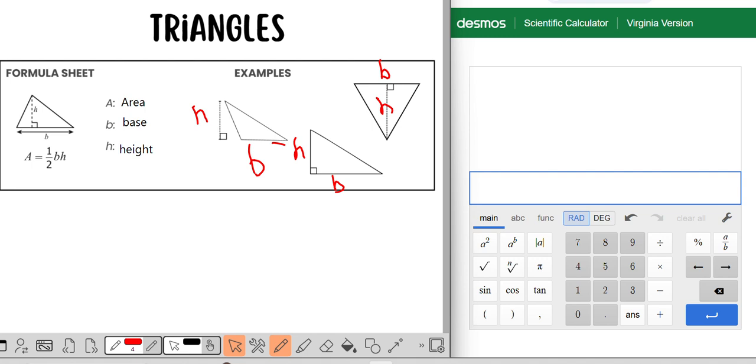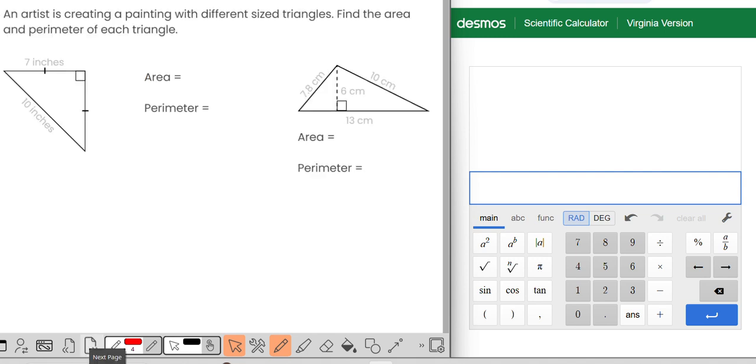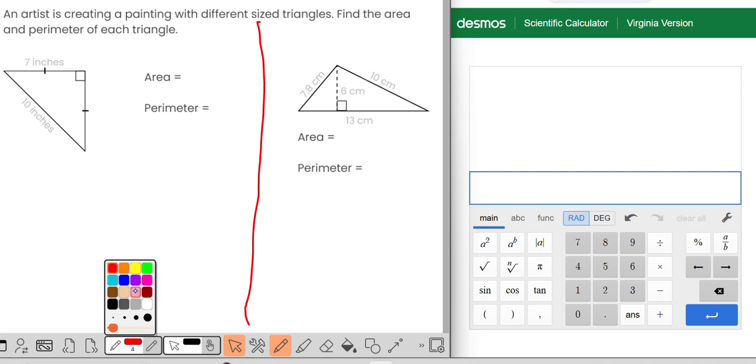So let's go ahead and try to do some examples. All right, so it says an artist is creating a painting with different sized triangles. Find the area and perimeter. So we are finding two things. We're finding the area and the perimeter for this triangle, and we're finding the area and perimeter for this triangle. So I'm going to draw a line just because I don't want you to be confused, and I'm even going to change my ink color if it'll let me, so that I can separate each one.